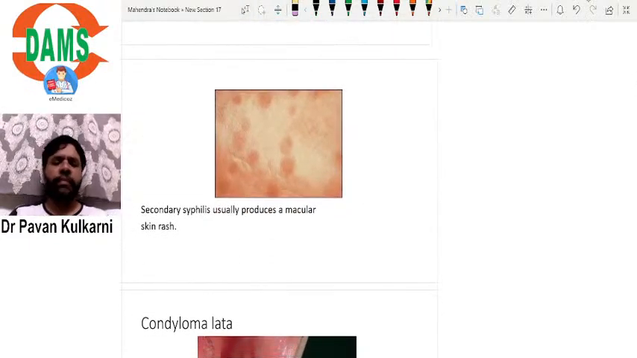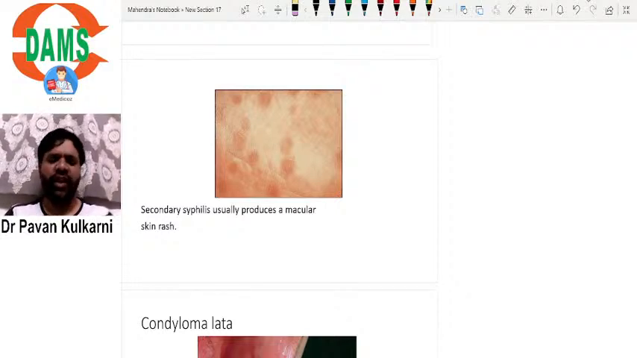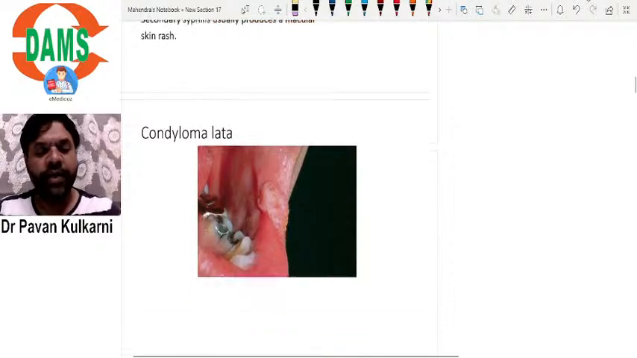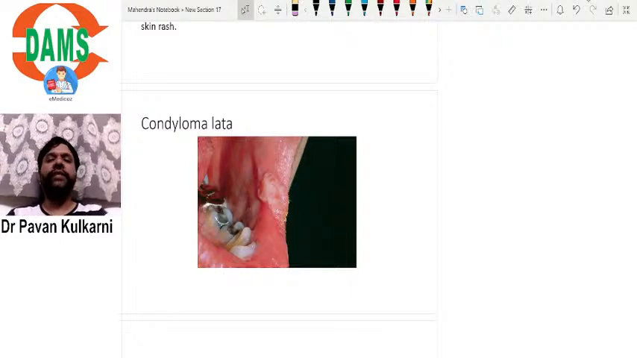Now this is another image to show the skin rash that is seen in secondary syphilis. That's not characteristic. They won't ask it. This is condyloma lata that is seen in secondary syphilis. This is very important. You can see here carefully at the angle of the mouth, you will see one papular lesion. That is called condyloma lata. So what is condyloma lata? It is a papular lesion seen at the angle of the mouth.